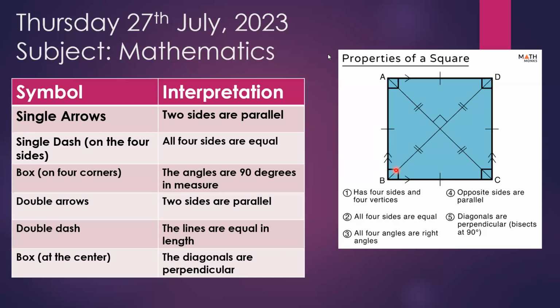Tiana, are you there? Yes, sir. What does the double arrows mean? That the two sides are parallel. Very good. Doronique, are you there? Yes, sir. What does the single dash on the four sides mean? All four sides are equal. Good.